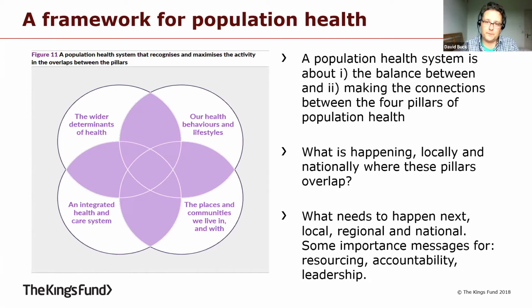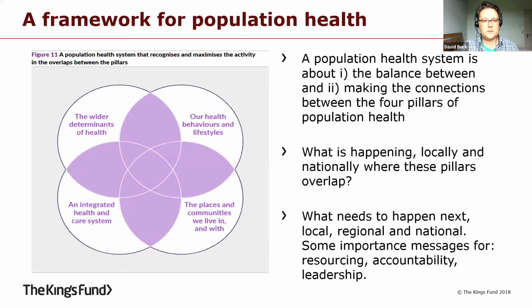So our view, our contention, is that a population health system is one about the balance between those 4 pillars of population health. And when I say that, I mean the balance of resources, the balance of effort, the balance of focus needs to be appropriate to the evidence that we know about what drives a population's health. And the second point is about paying much more attention to connections between the 4 pillars of population health. And if there is any novelty in our piece of work, that might be where the novelty lies.